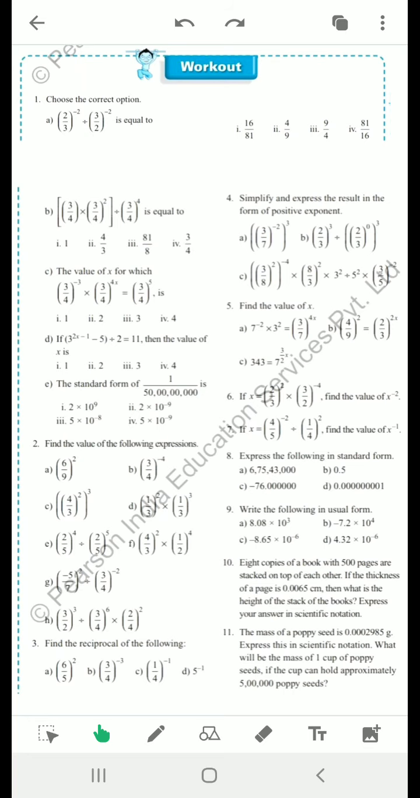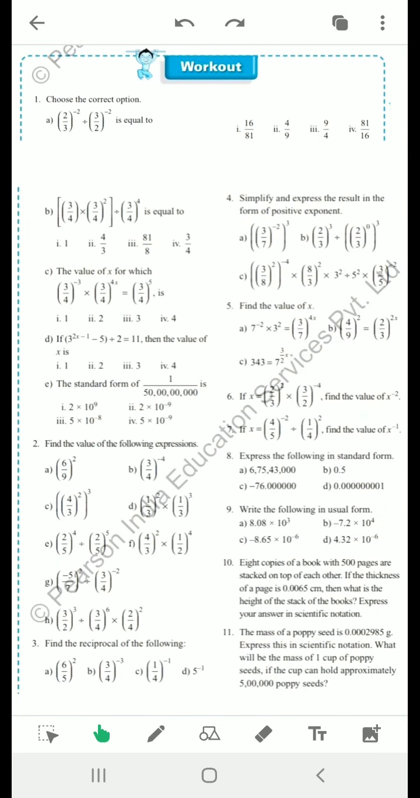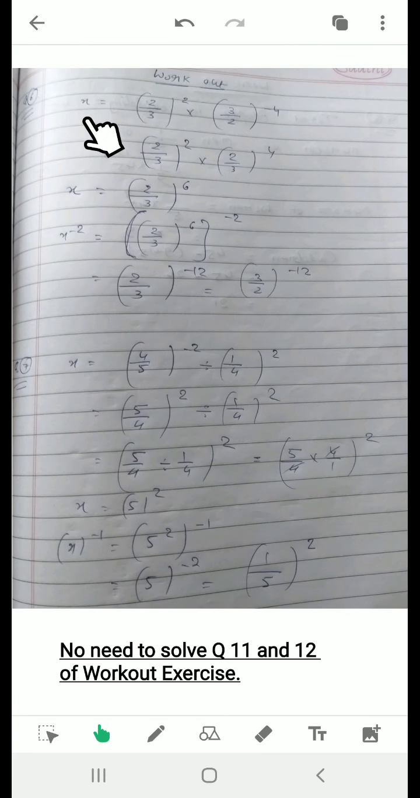Okay, try to solve. Now look at question number 6 and 7. In question number 6, you have to find the value of x power minus 2 if x is equal to (2/3)^2 multiplied by (3/2)^-4. So first of all, I will solve the value of x. You can see that x is equal to (2/3)^2 multiplied by (3/2)^-4.